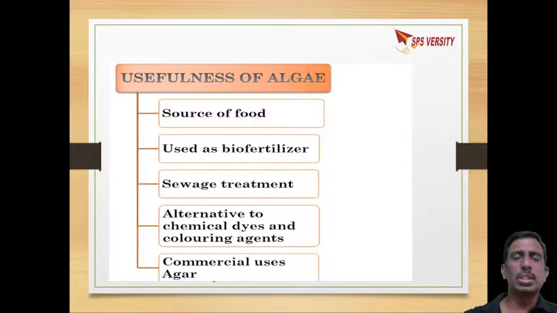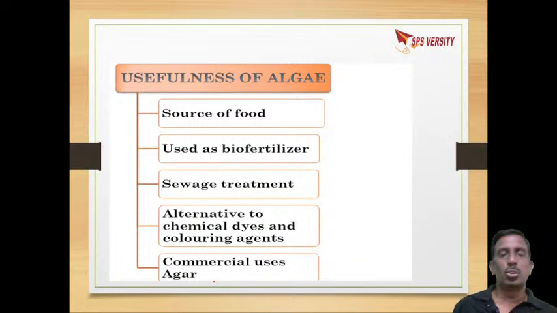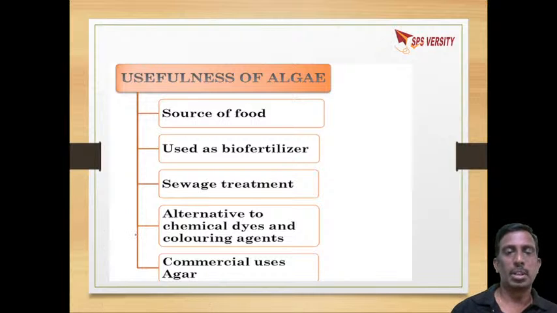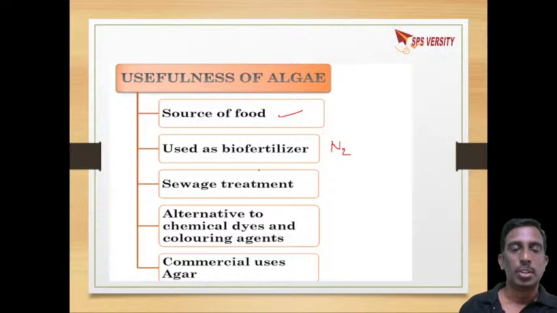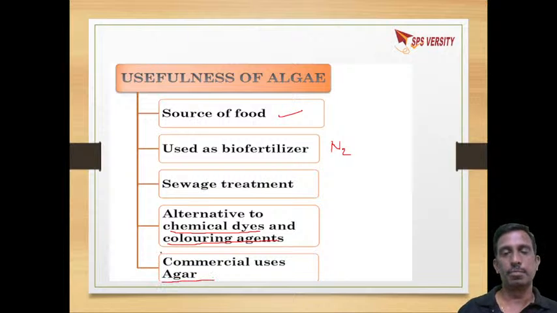There are different uses of algae, like source of food, for example Porphyra and Sargassum. Many algae are used as biofertilizer, which fix atmospheric nitrogen. They are used in sewage treatment and in the preparation of chemical dyes and coloring agents. Agar is used commercially in industries.